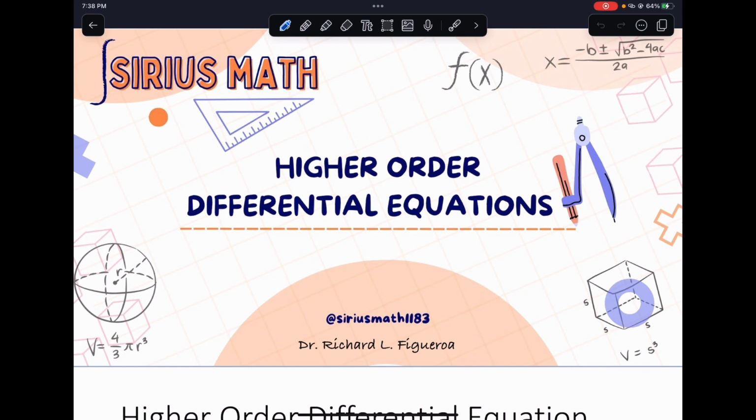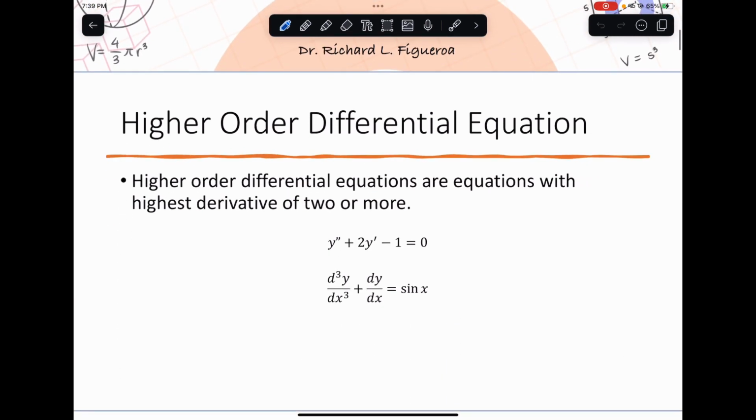If we could still recall, whenever we're talking about the order of the differential equation, that corresponds to the highest derivative in the given differential equation. As long as the highest derivative starts from 2 and above, or the order of the differential equation is order 2 and above, then that is considered a higher order differential equation. We can see here some examples, one in the prime notation and the other using the Leibniz notation.